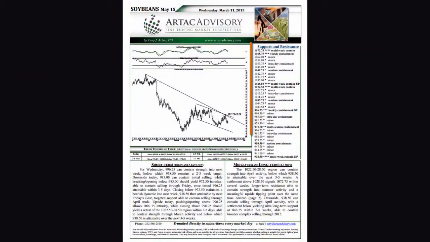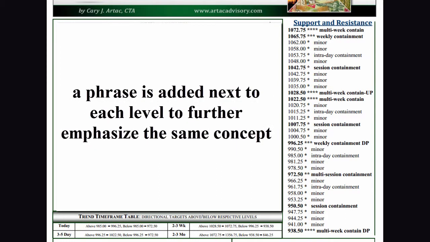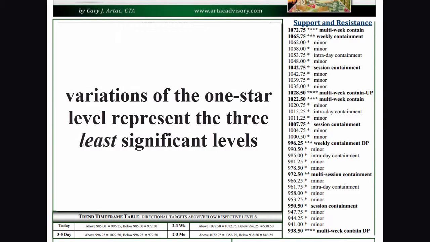To begin with, the support and resistance column is loaded with redundancies. Not only do I insert 1 through 5 asterisks or stars next to each level, signifying their strength and importance, but I also add a phrase that further emphasizes the same concept. In order to eliminate the possibility of 8 to 10 stars scattered across the page, I decided early on that slight variations of the 1 star would represent the 3 least significant levels. This hasn't proven to be an issue over the years, but if you're a little confused by this, stick with me for a moment and I should clear things up.